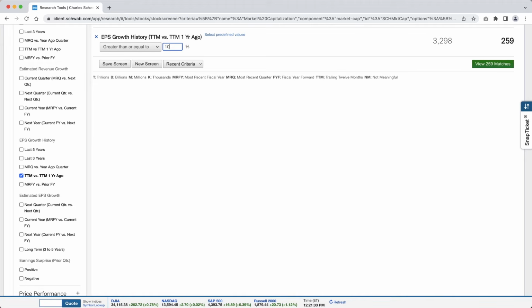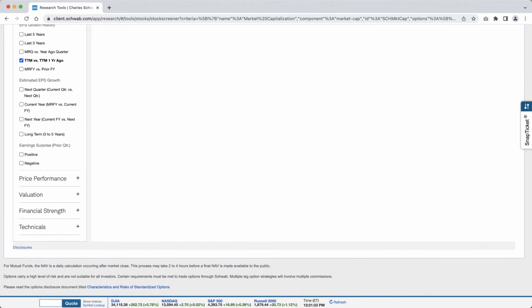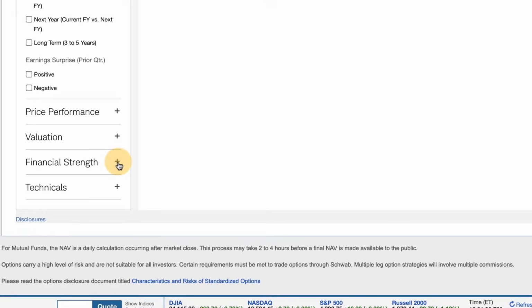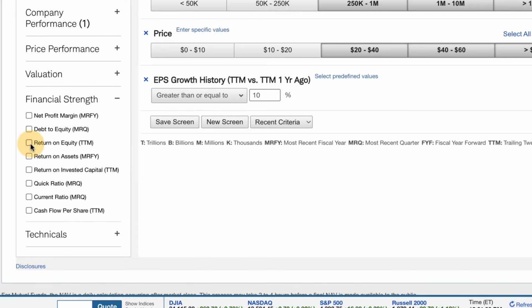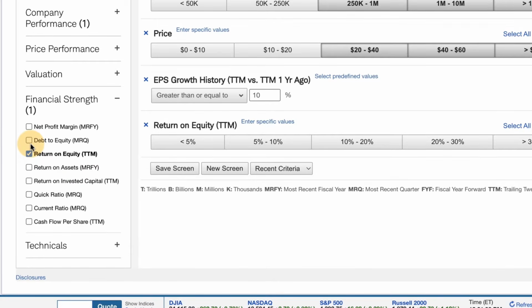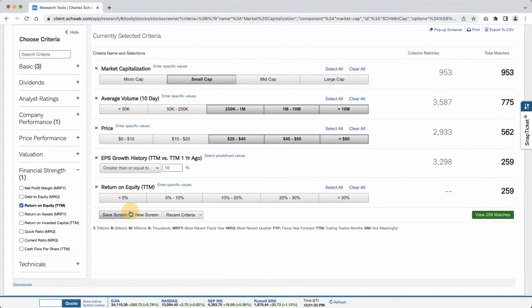Next, let's go to return on equity or ROE. That's under the financial strength section. I'll select the return on equity TTM. Remember, TTM stands for trailing 12 months, so this is measuring ROE over the past year. Again, we'll choose something above average for current market conditions, greater than 10%, leaving us with 163 companies.